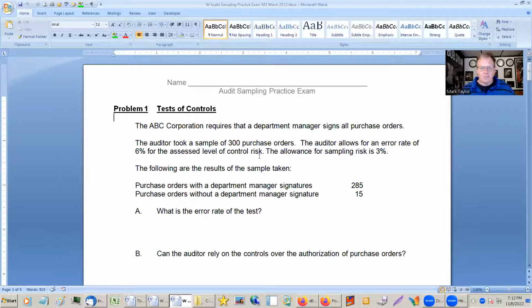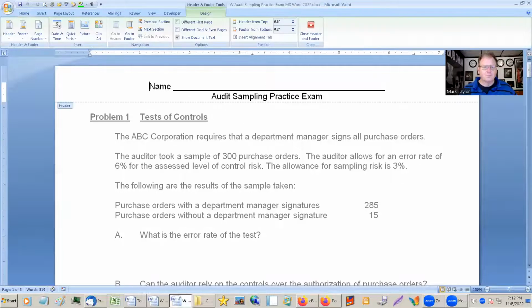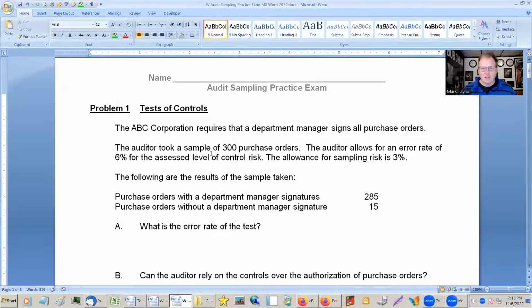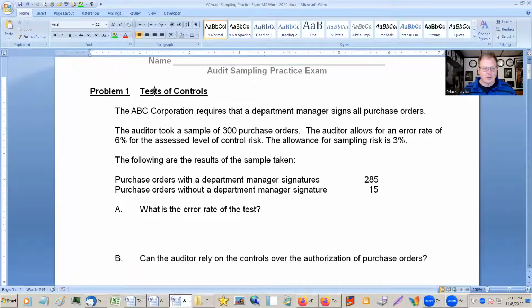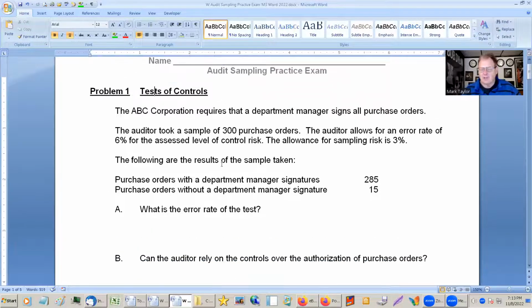So the audit sampling practice exam. We'll go through this. We'll see how far we get through it. We might get through all of it. Let's see. Okay. Is there anyone that did not get this yet?